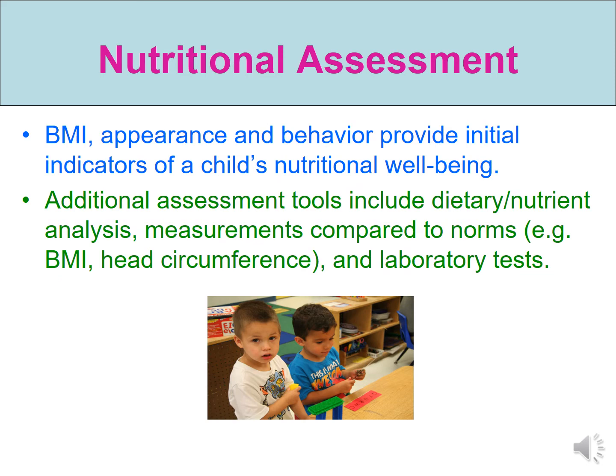The quality of a child's diet has an unquestionable effect on brain development, behavior, and health. There are a variety of assessment tools to evaluate a child's nutritional well-being. One is the BMI. There's also the appearance and behavior that a child has on a daily basis. That would provide the initial indicator of a child's nutritional well-being. And there are also additional assessment tools that can be used if necessary.